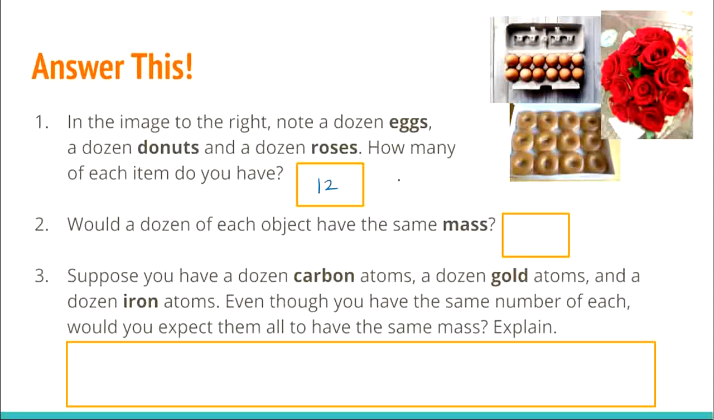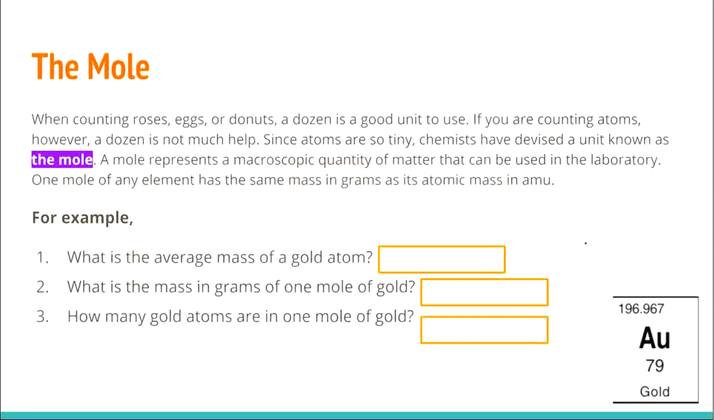That's what a dozen means. Well, would a dozen of each object have the same mass? In other words, would they weigh the same? No, they wouldn't. You know that the dozen donuts is probably lighter than the dozen eggs and the dozen roses. So then let's talk about chemistry. Suppose you have a dozen carbon atoms, a dozen gold atoms, and a dozen iron atoms. Even though you have the same number of each, would you expect them all to have the same mass? If you said no, you're correct. They're all different substances. So when counting roses, eggs, or donuts, a dozen is a good unit to use. But if you're counting atoms, a dozen doesn't help much at all, right?